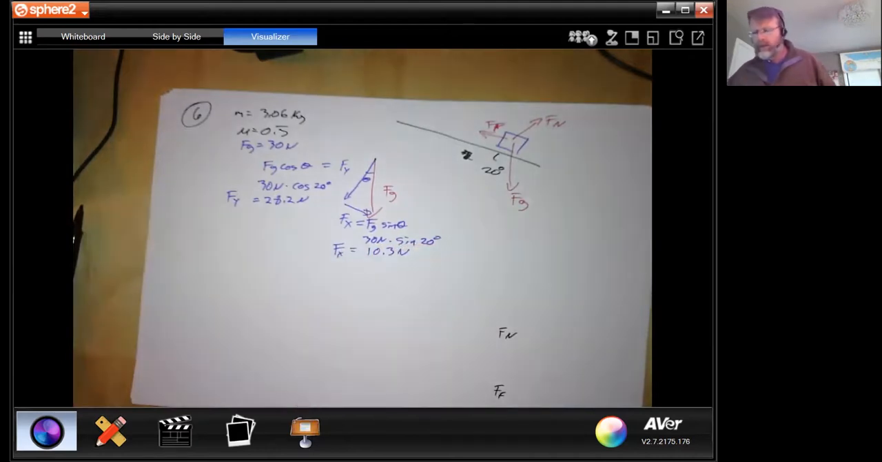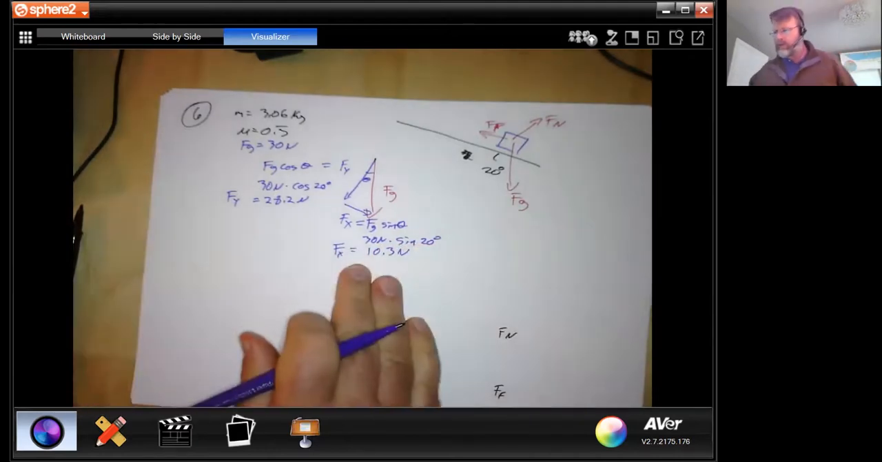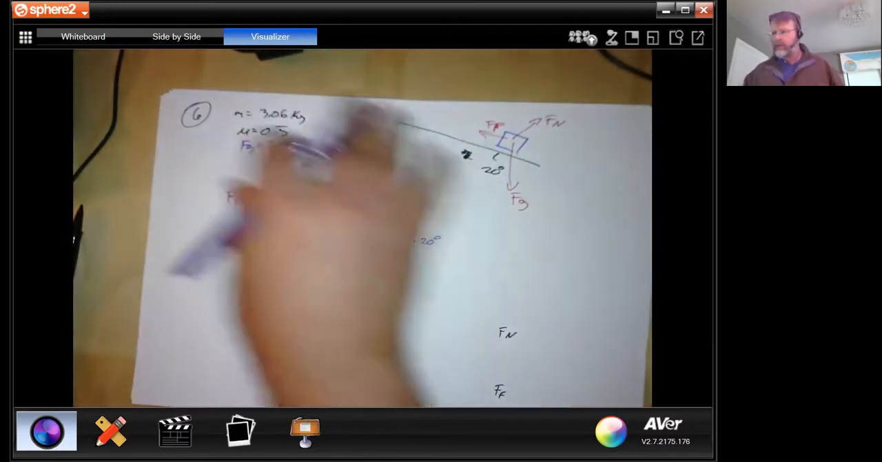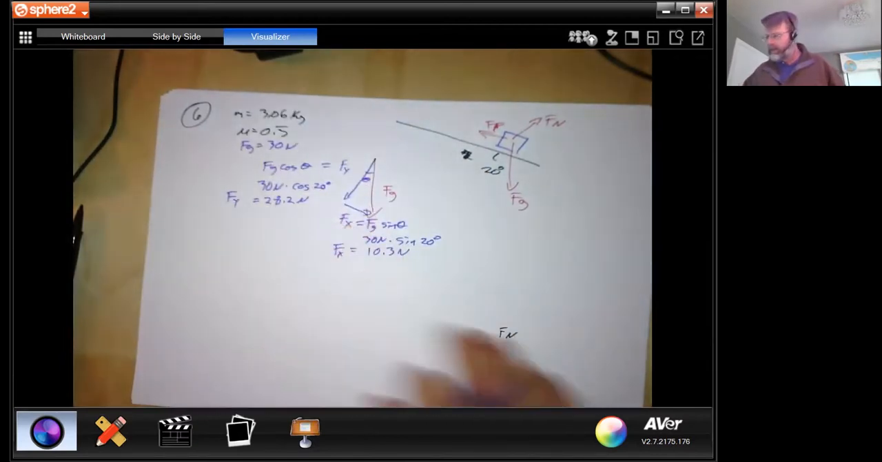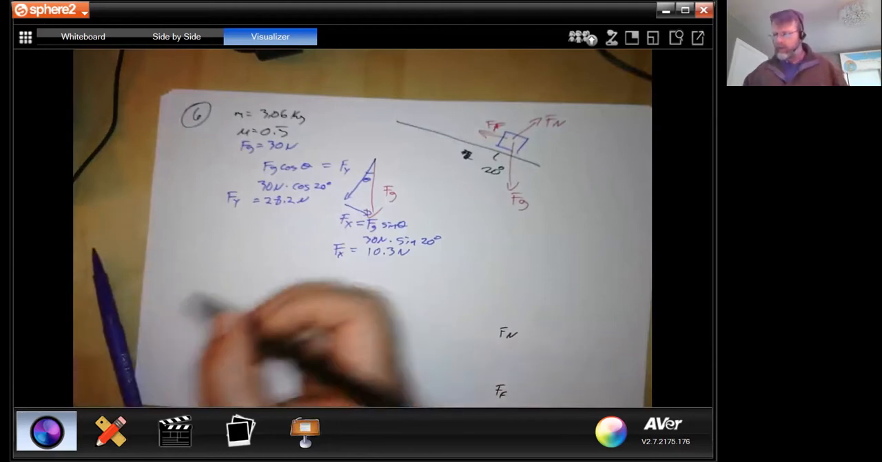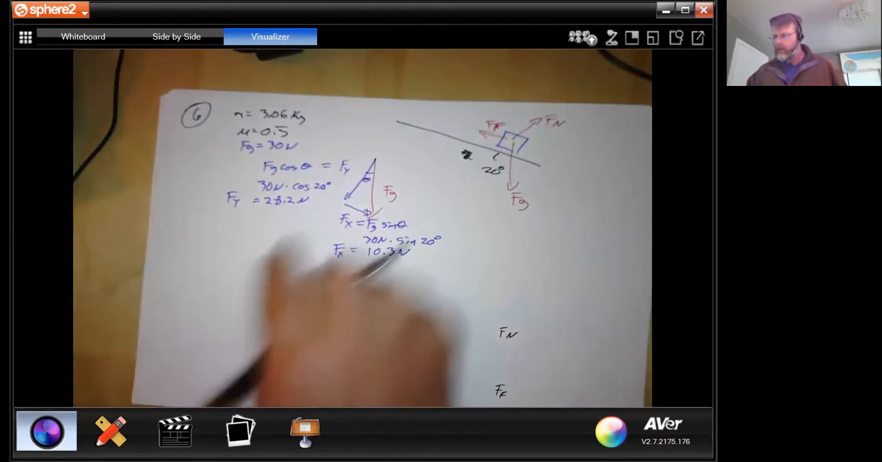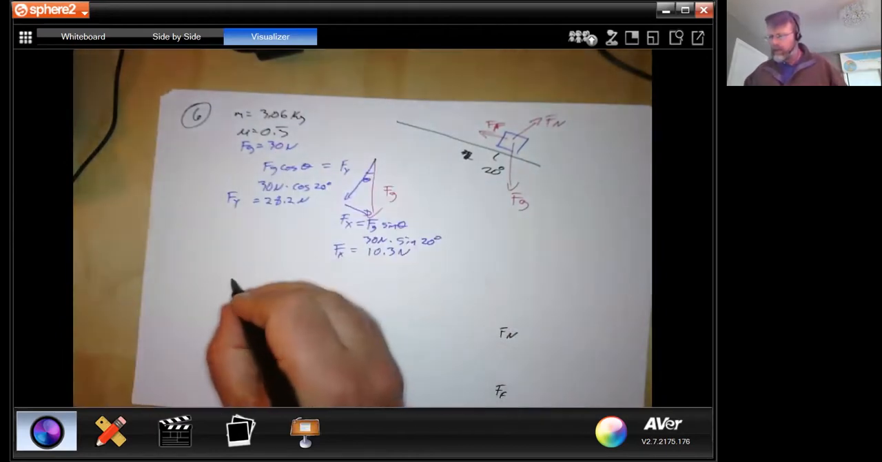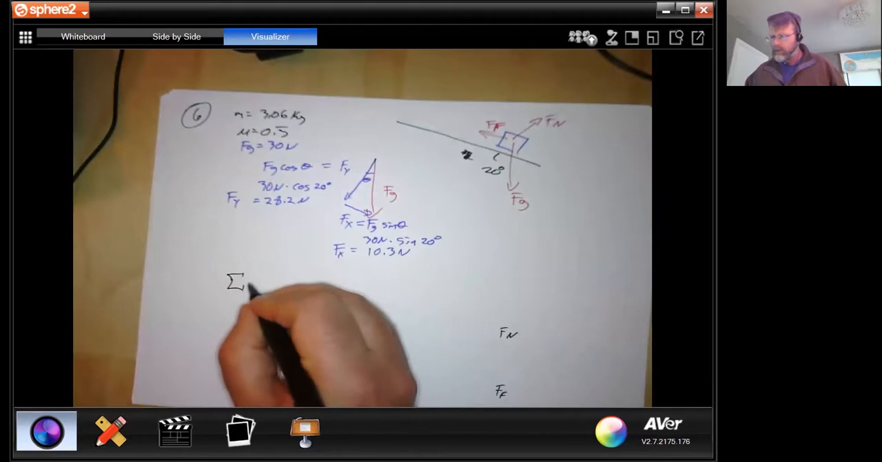Okay, so I'm not guaranteeing the most efficient motion. I'm guaranteeing I have this great big pool of facts I can now use to do this. Okay, so what are we going to do? We're going to do the same thing always. We're going to take these and then let's start looking for the sums of the forces.